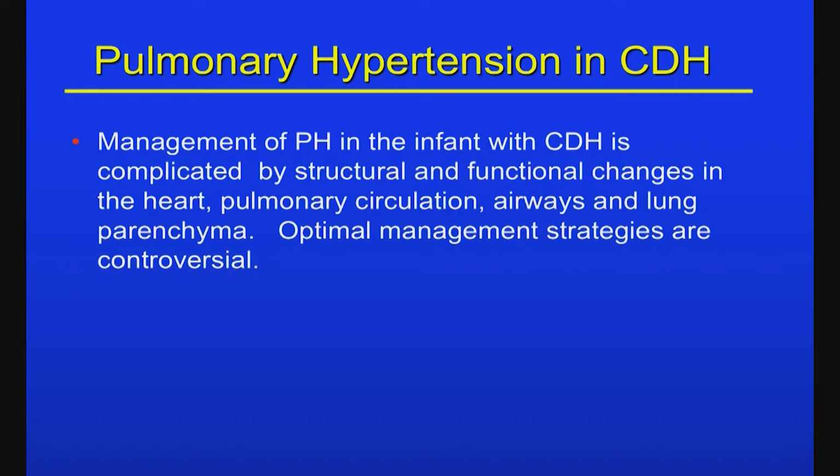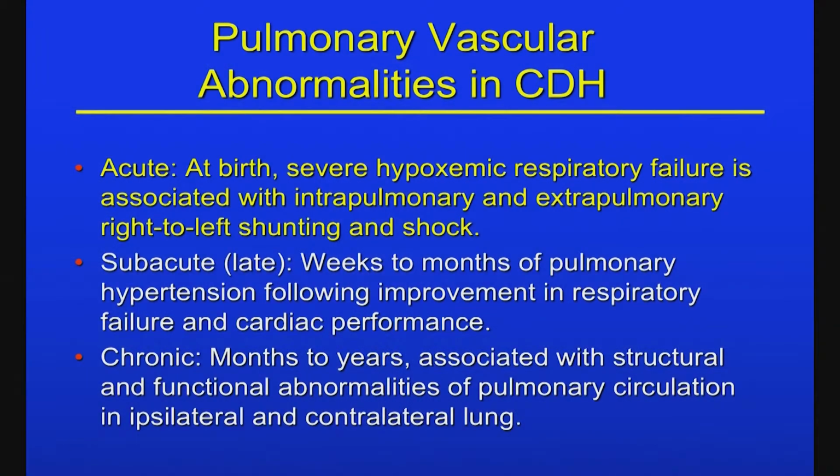Management of pulmonary hypertension in the infant with CDH is complicated by structural and functional changes in the heart, pulmonary circulation, airways, and lung parenchyma, and clearly optimal management strategies are a bit controversial. We tend to think of the management of CDH in different phases. The one I'm going to talk about this morning is the acute phase at birth, where severe hypoxemic respiratory failure is associated with intrapulmonary and extrapulmonary right-to-left shunting and shock.